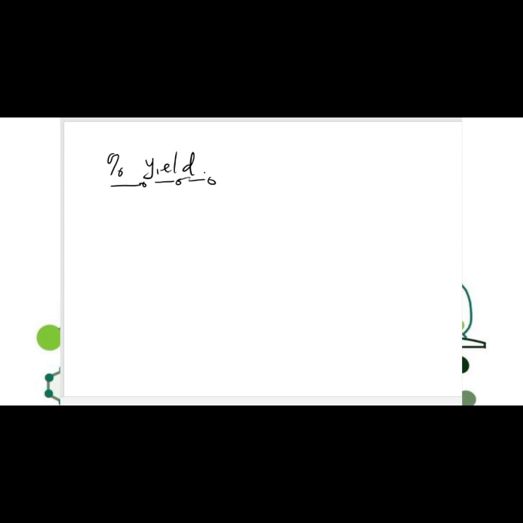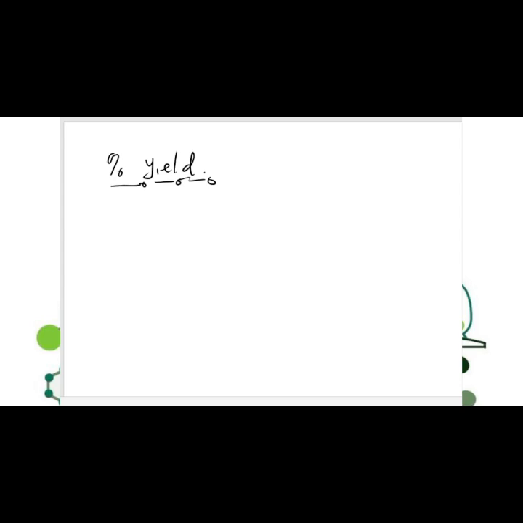So as we said, it's the actual yield over the theoretical yield. All right, so what is the theoretical yield? The theoretical yield is defined as the maximum amount of product that could be formed from the given amount of reactants. Okay, and what is the actual yield? The actual yield is the amount of product actually obtained from a reaction.